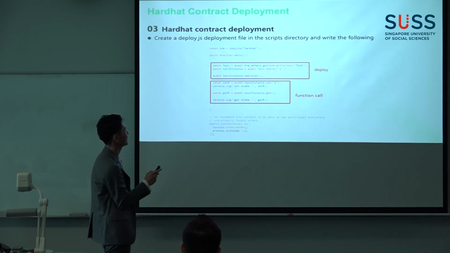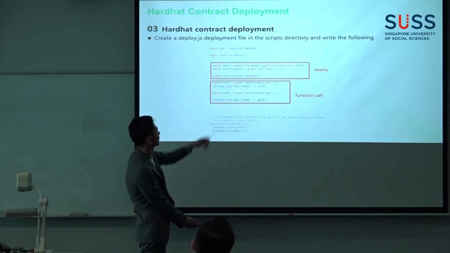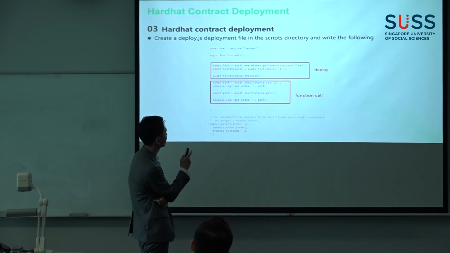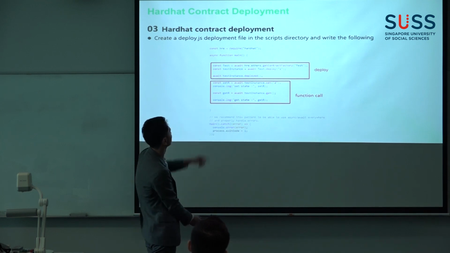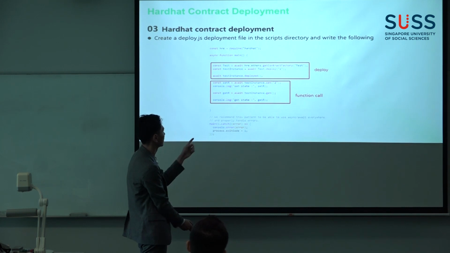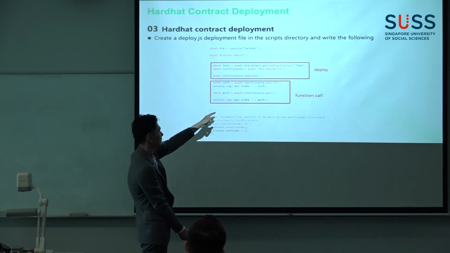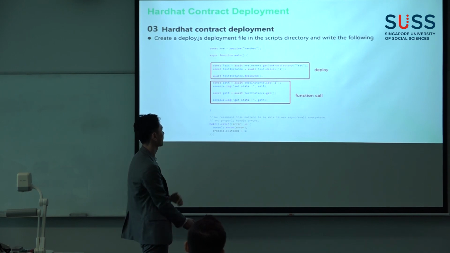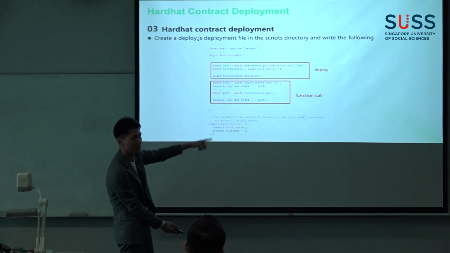In the JavaScript, we just refer to this getContractFactory, which is a function by Hardhat, and then the test instance would be deployed by deploying the constant test. We can also invoke function calls in it. For example, in this example, we invoke the test instance's get function. And as you can see, there's a console log, and you can get the current state.